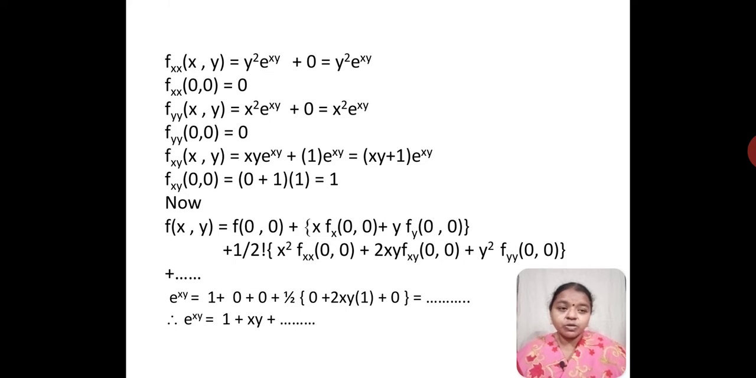Now let us substitute the values which we have solved so far. We know the function f of x comma y is e raised to xy, that's equal to f of 0 comma 0, answer is 1. Rest all the terms become 0 except for fxy of 0 comma 0, which is equal to 1. So substituting and simplifying, the final answer becomes e raised to xy is equal to 1 plus xy plus so on. Since they've asked only up to second degree term, we are stopping the problem here.